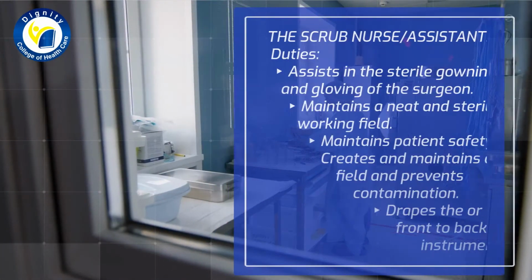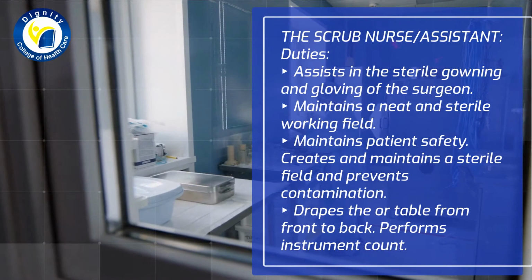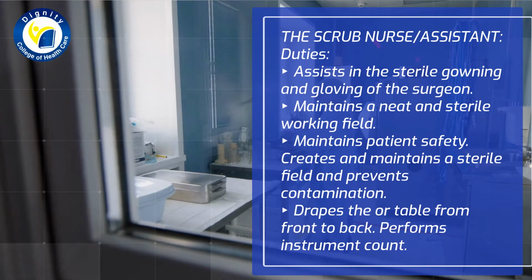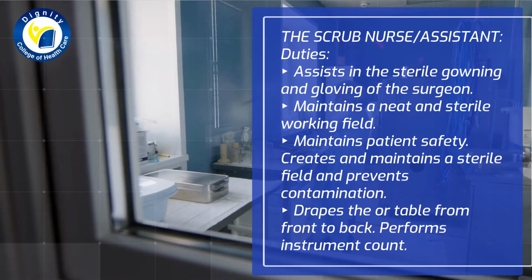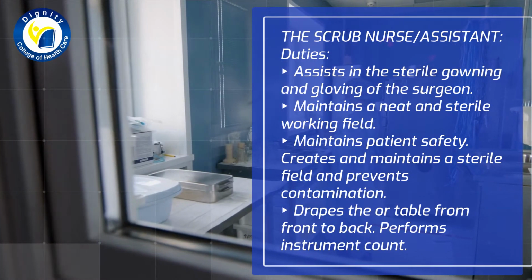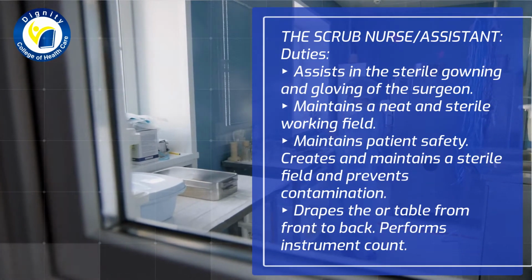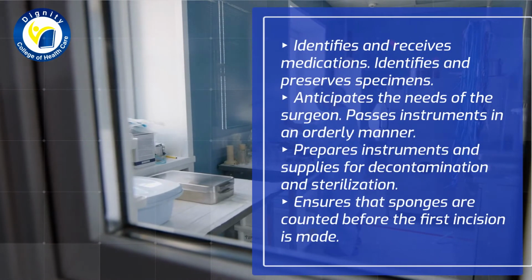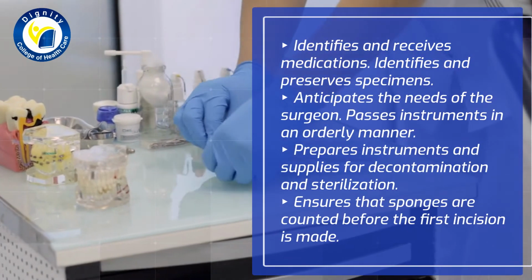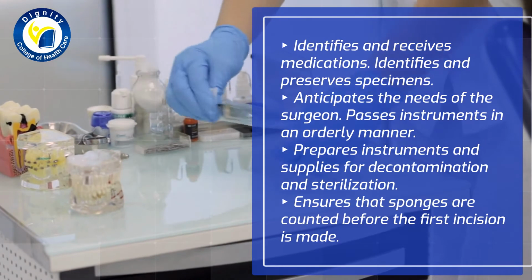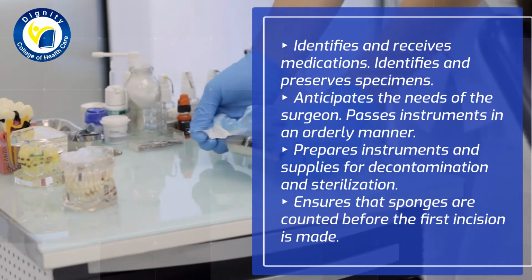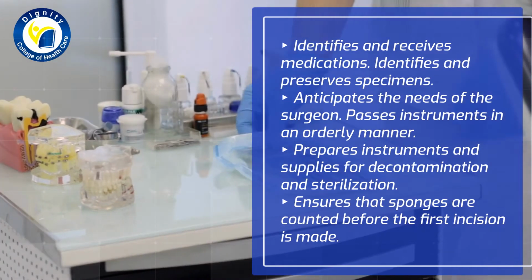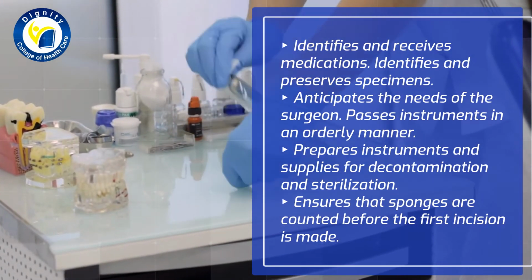The scrub nurse/assistant, duties: assists in the sterile gowning and gloving of the surgeon, maintains a neat and sterile working field, maintains patient safety, creates and maintains a sterile field and prevents contamination, drapes the OR table from front to back, performs instrument count, identifies and receives medications, identifies and preserves specimens, anticipates the needs of the surgeon, passes instruments in an orderly manner, prepares instruments and supplies for decontamination and sterilization, ensures that sponges are counted before the first incision is made.